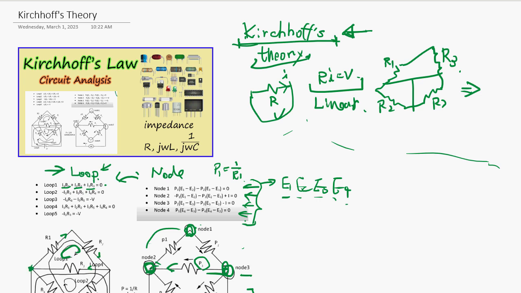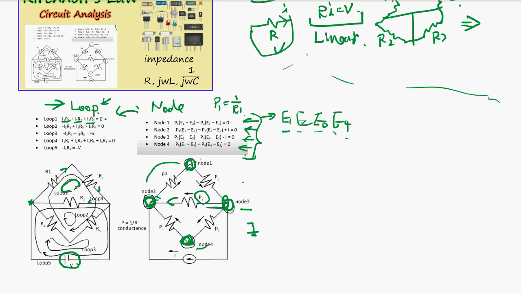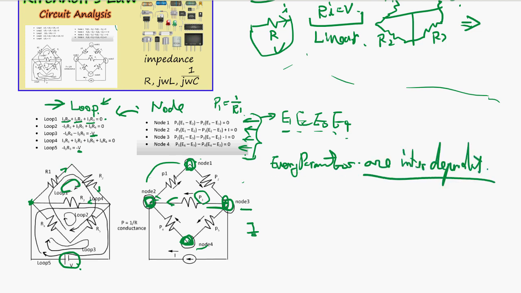Then when you have a voltage supply, it comes out to be that voltage, right? Now, can we make any loop? The important thing is every parameter is interdependent. So you cannot choose just any loop.